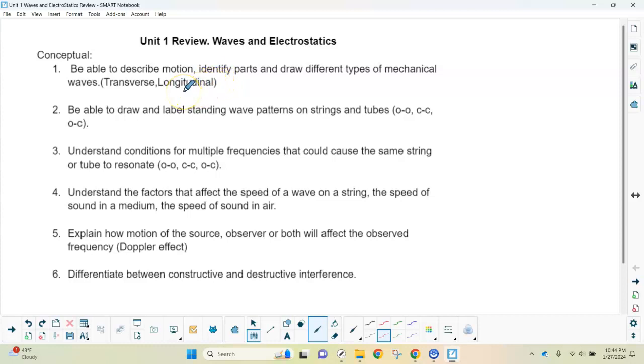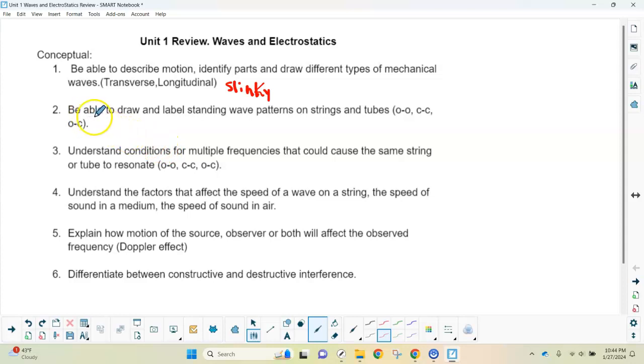It says you should be able to describe motion, identify parts, and draw different types of mechanical waves. So we're talking about transverse and longitudinal waves. So you should be able to identify all the parts and the way that the particles move or vibrate and the actual propagation of the wave, so where the wave travels. So if you remember the Slinky in class, I would say that is a good model for you to remember what we need to know there.